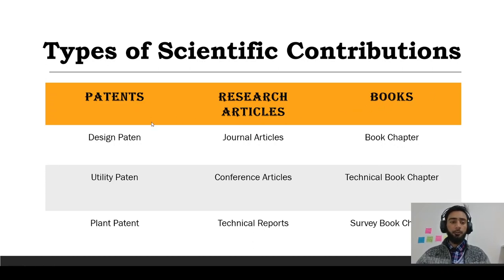From patents there could be design patents, utility patents, and plant patents. In research articles, there are journal articles, conference articles, and technical reports, which we'll discuss afterwards. And then there are book chapters, technical book chapters, and survey book chapters. So these are the categorizations.